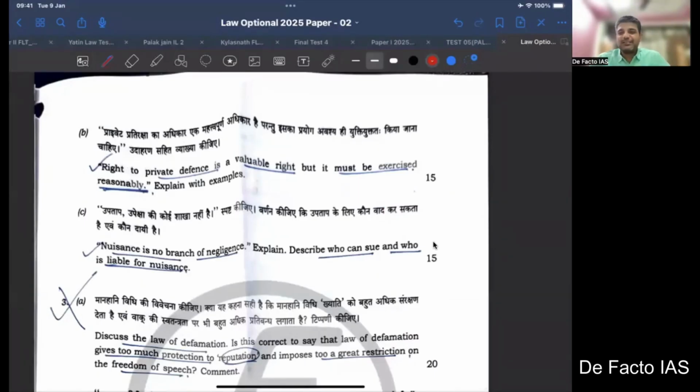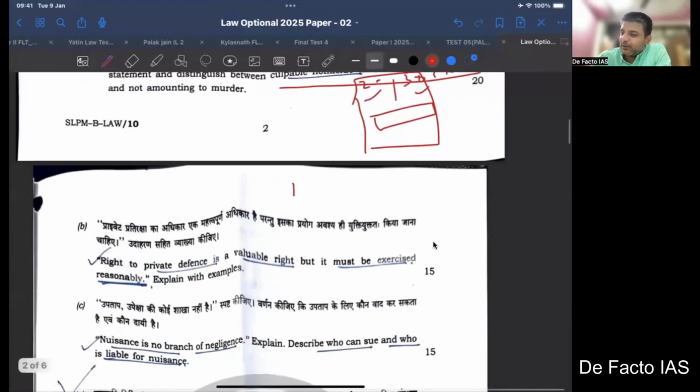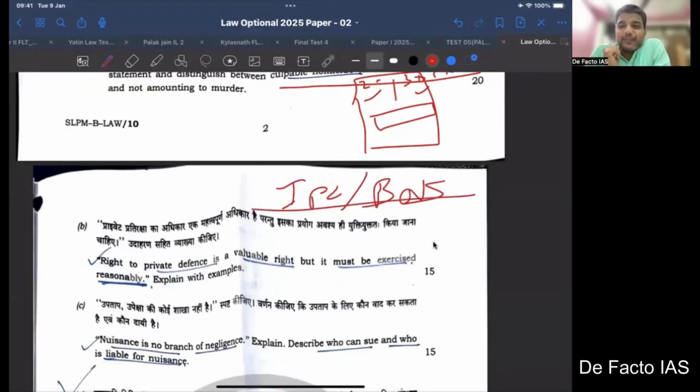Now, you must be confused whether you will write BNS or IPC, right? This is a question which almost every time a student asks me. If you look at this question, in these IPC questions, what I have suggested is that in the introduction part, you write IPC/BNS sections, and then go on writing IPC only. That won't make a difference.